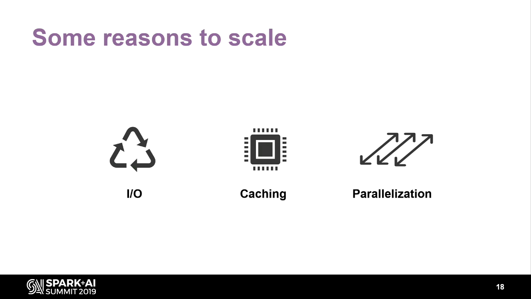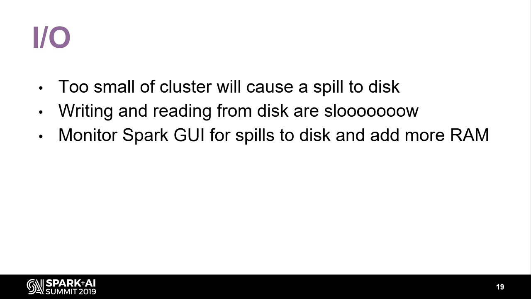So some of the reasons, kind of classifying the three different areas of why to just get bigger servers: better I/O, better caching, and better parallelization. And so the first one is better I/O. The reason we're using Spark is we want to keep everything in memory, so it's very fast. And if you have too small of a cluster and it ends up writing everything to disk, you're really not getting the benefits of Spark.